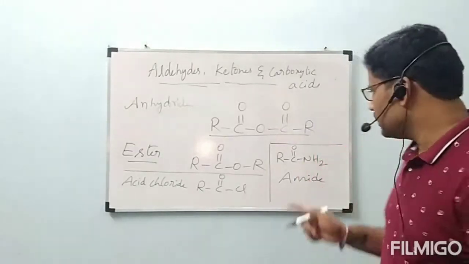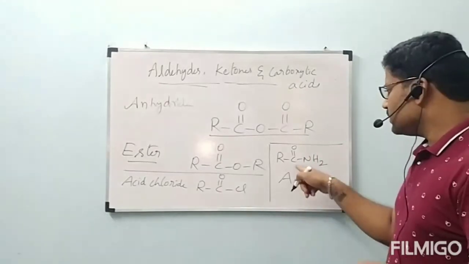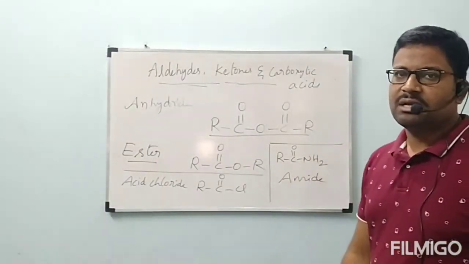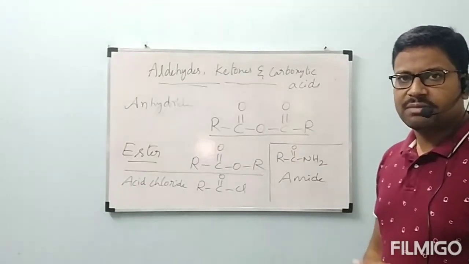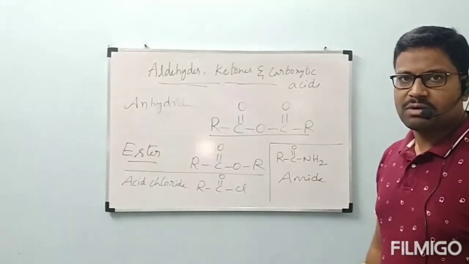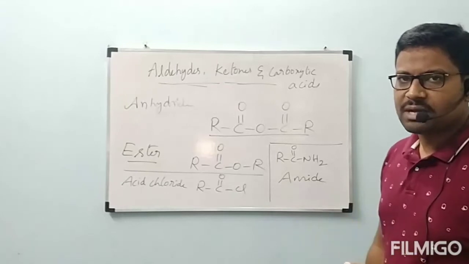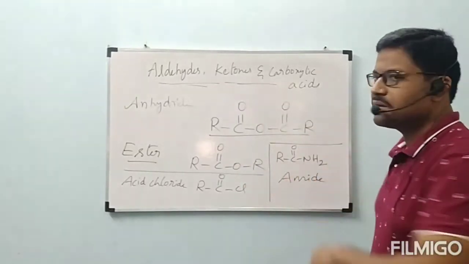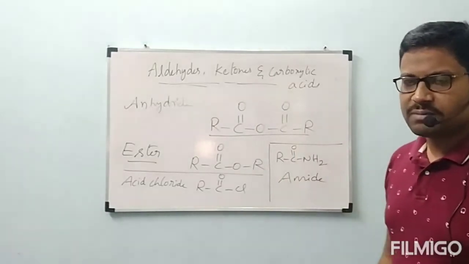Exceptional case with amide. Amide, in which C double bond O is not bonded to oxygen, is also treated as derivative of carboxylic acid because it is obtained from carboxylic acid. In what way that is obtained from carboxylic acid, we will see later on. Now, this is the introduction part regarding aldehydes, ketones, and carboxylic acids.